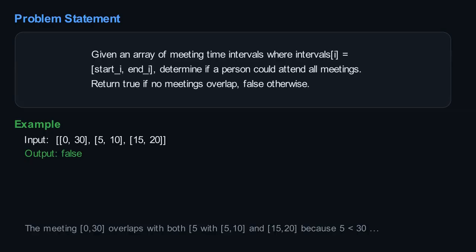Essentially, we need to check if any two meetings overlap. For example, if we have one meeting from 0 to 30, another from 5 to 10, and a third from 15 to 20, the answer is false. Why? Because that first long meeting completely swallows the other two, making it impossible to attend everything. We just need to return a Boolean indicating if the schedule is conflict-free.